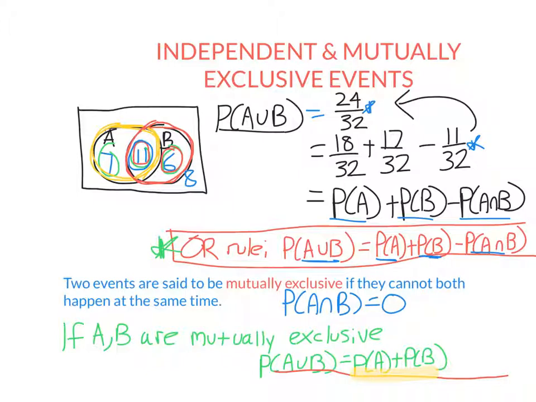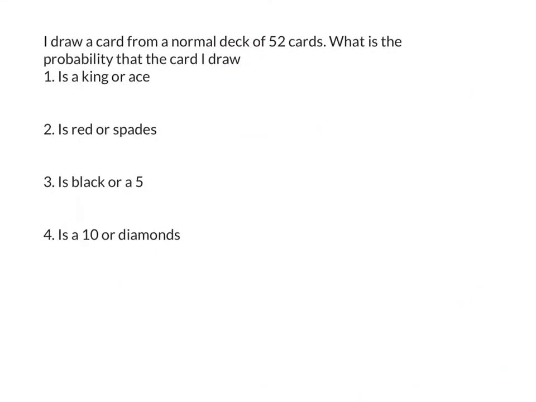So let's look at a few examples of this. So let's say I draw a card from a normal deck of 52 cards, that means no jokers, and I'm going to find the probability of each of these things. Notice all of them involve the word OR because this is the OR rule. It's about unions. So firstly, the probability of a king or an ace. So these are mutually exclusive. You can't pick a card that is a king and an ace.